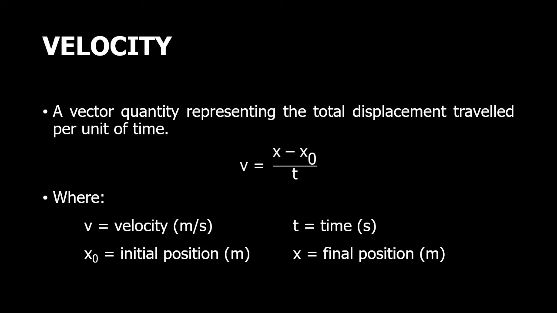Next, velocity. A velocity is a vector quantity representing the total displacement traveled per unit time. So, velocity is a vector quantity while speed is a scalar quantity. The formula for velocity is v equals x minus x sub 0 over t, where v is the velocity, which has a unit of meter per second, t is for time, x the final position, which has a unit of m, and x sub 0 is the initial position.